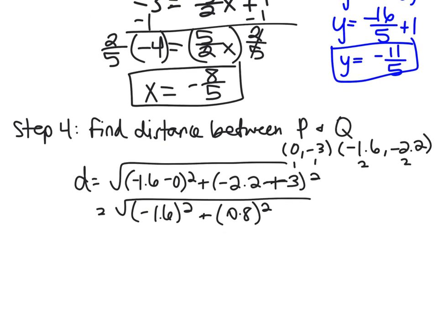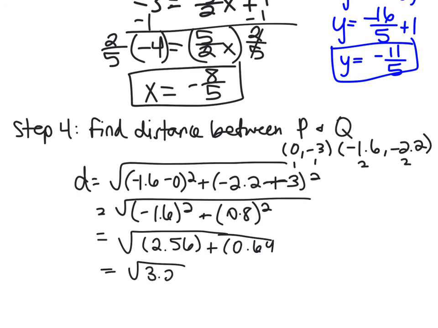Next step to simplify is going to be 2.56 plus 0.64. That gives us a total of 3.2, which is about 1.8.